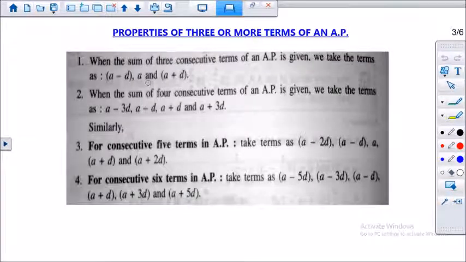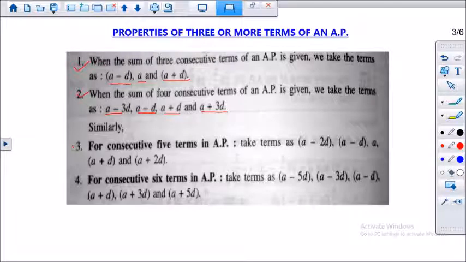Now students, we have to see some properties of 3 or more terms of an AP. Property 1: when the sum of 3 consecutive terms of an AP is given, we take the terms as A minus D, A, A plus D. Property 2: when the sum of 4 consecutive terms of an AP is given, we take the terms as a minus 3d, a minus d, a plus d, a plus 3d.